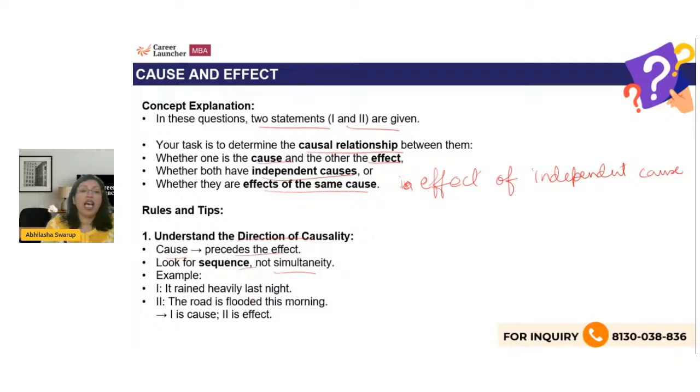It rained heavily last night. The road is flooded this morning. So if the rain has happened first, the flooding has happened later. Therefore, one is the cause and two is the effect. Okay, so that's how you do it.